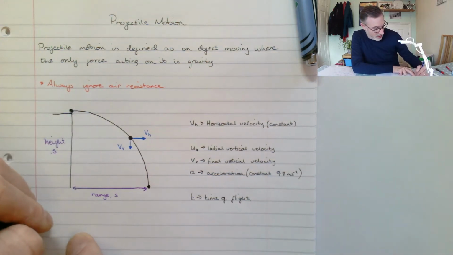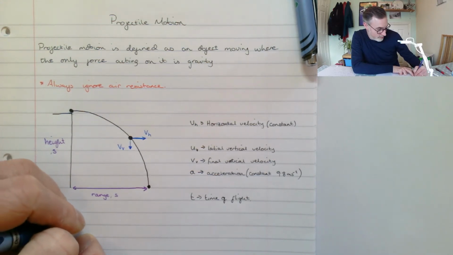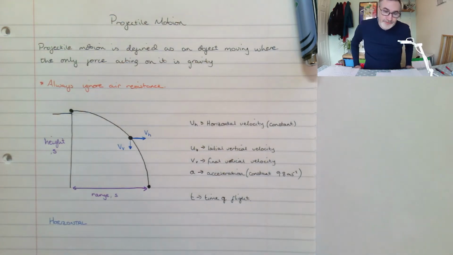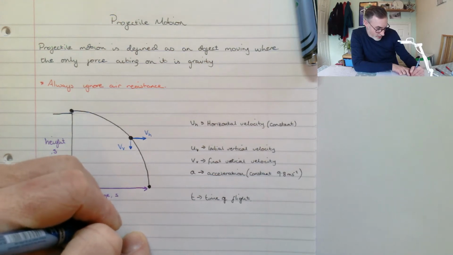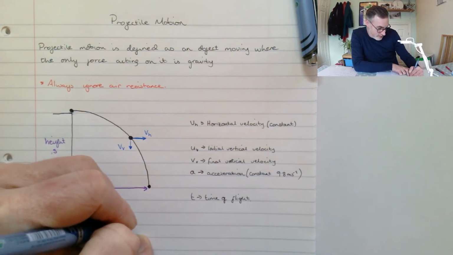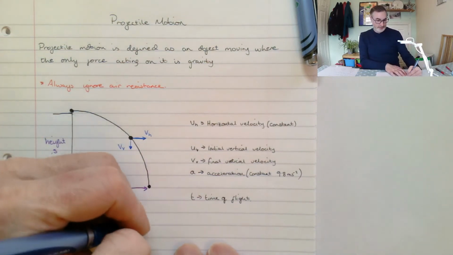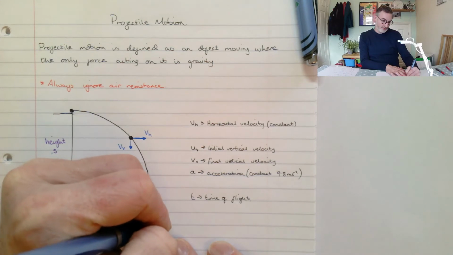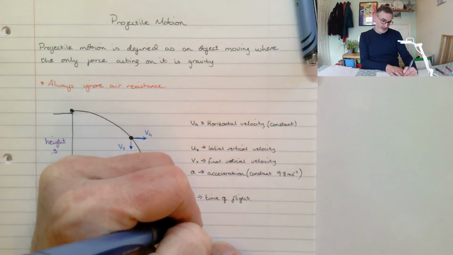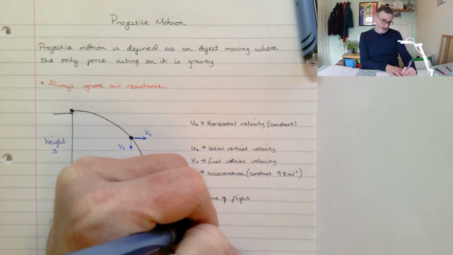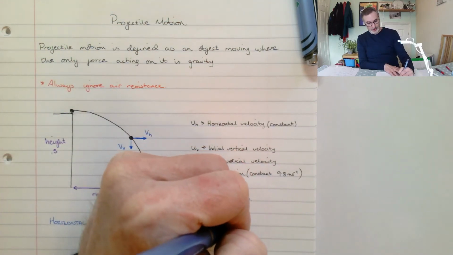So let's just say horizontal. I'm going to write no force. Now if there's no force, we're going to have Newton's first law, which will mean constant velocity.